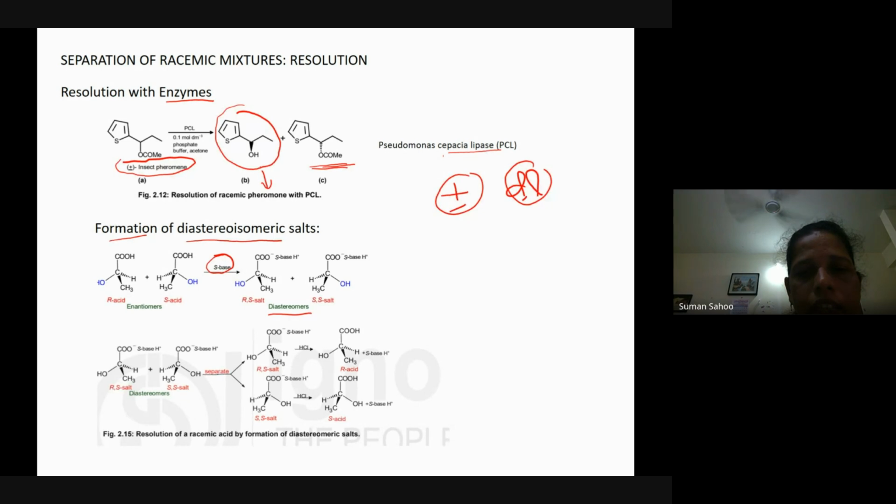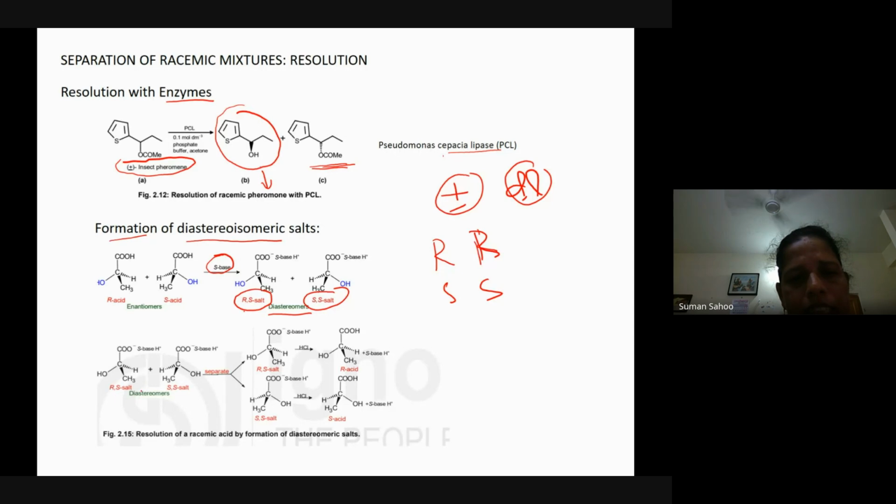So now this R acid combined with S base forms an RS salt, and S acid combines with S base to form an SS salt. So RS and SS are diastereomers. Enantiomers would have been RR and SS. But RS and SS are your diastereomers. Now they can be easily separated.